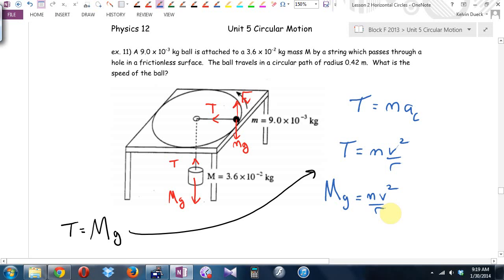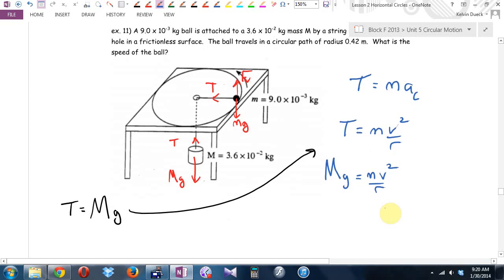This time the masses don't cancel, which makes sense because if the bottom mass was heavier, I'd have to spin it faster. If the bottom mass was lighter, I'd be able to spin it slower. It does make a difference. What are we trying to find? V. Let's get the v by itself. Times by r, divide by little m, square root. I think it's going to be the square root of big M G R divided by little m.